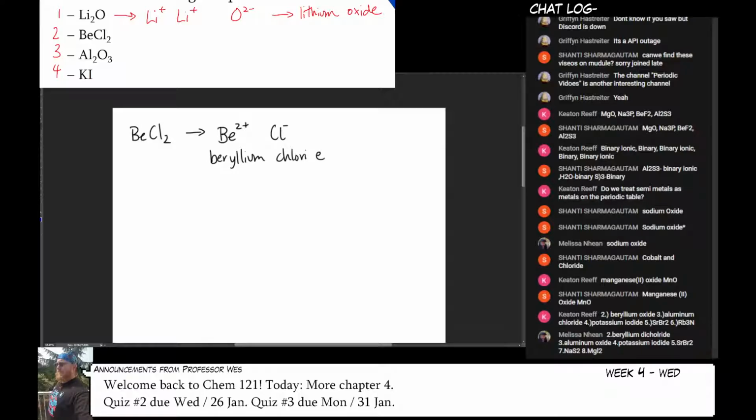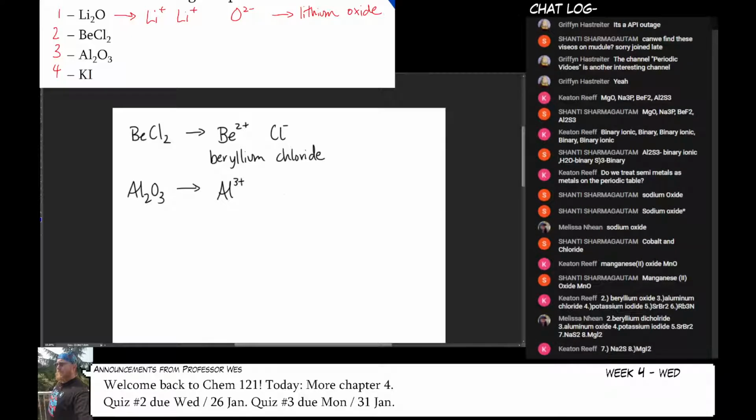So this is beryllium chloride. I lost the D there because I guess I've got to reboot Photoshop or something. Probably Chrome eating up all my RAM. So there's my aluminum and my oxygen ions there.